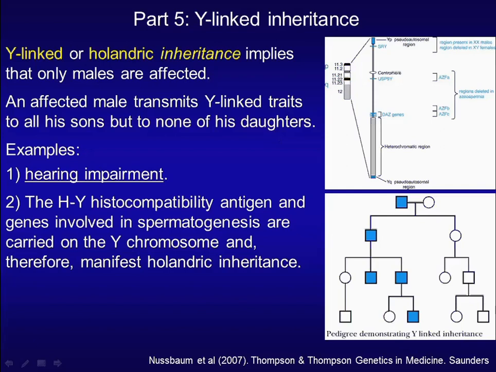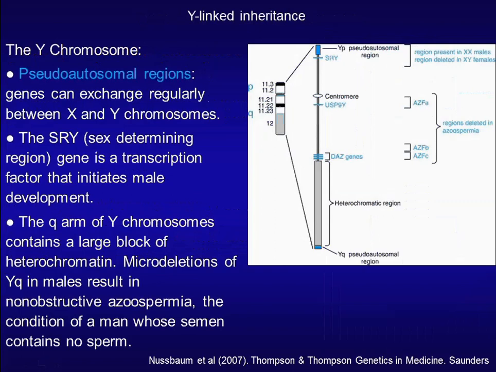Here are some examples. One is hearing impairment. The second one is HY histocompatibility antigen, and genes involved in spermatogenesis. As you have seen from the previous cytogenetic lecture, there are two pseudo-autosomal regions on the Y chromosome, here and here.